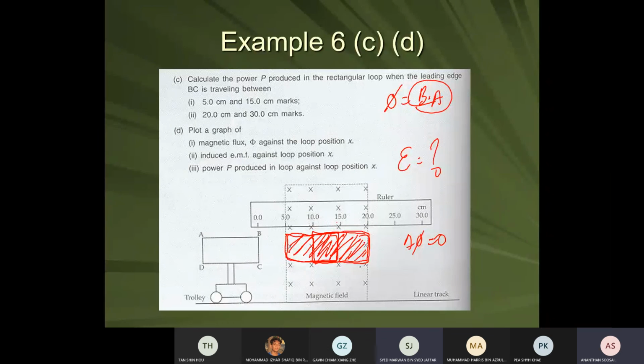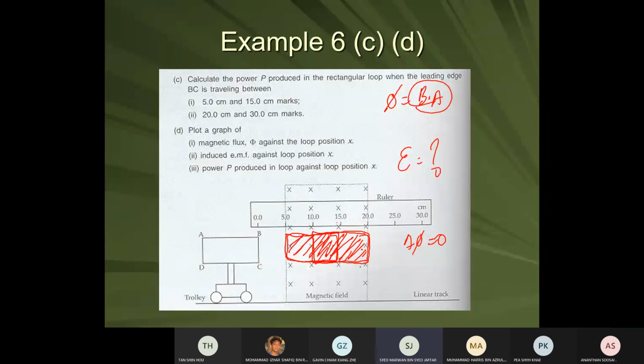So there will be no EMF induced in this coil. Why? No flux change from 15 to 20. The flux is maximum, but the maximum never changes. It is always maximum, so no change in flux. So 15 to 20, no EMF induced.